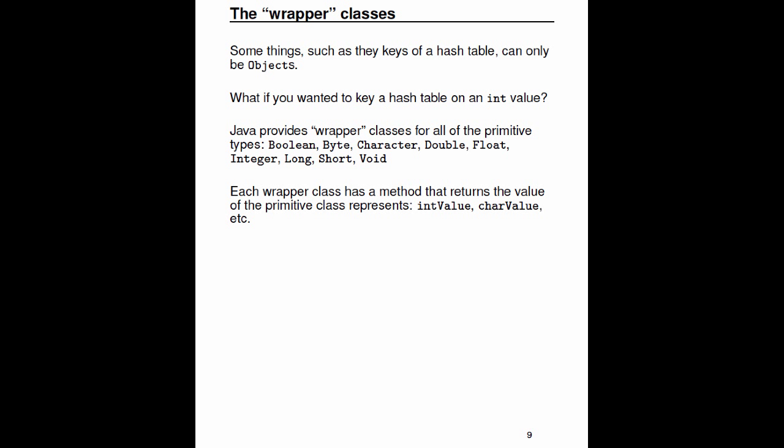And so these are objects that represent primitive values. And each instance of a wrapper class has methods that can be used to convert between the object and its primitive value. So, for instance, java.lang.Integer contains intValue. java.lang.Character has a method called charValue, etc.